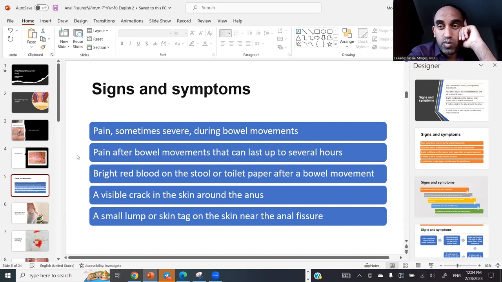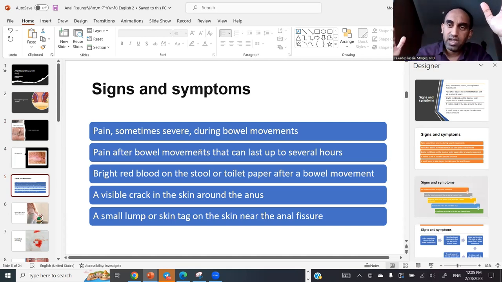So to the extent that people would be scared of going to the bathroom, they will avoid going to the bathroom. Believe me, it is a very painful experience, so they will just abandon going to the bathroom. Pain after bowel movements can last up to several hours. So you have a bowel movement now, and you may have the pain for about 2-3 hours even after defecation. That's why they are scared of going to the bathroom. So that is a vicious cycle.